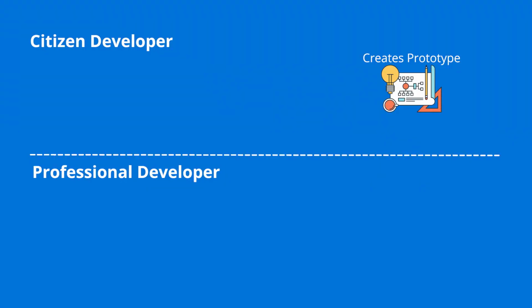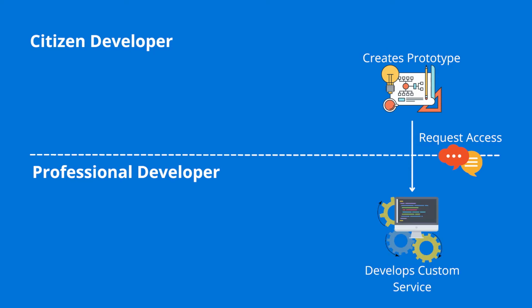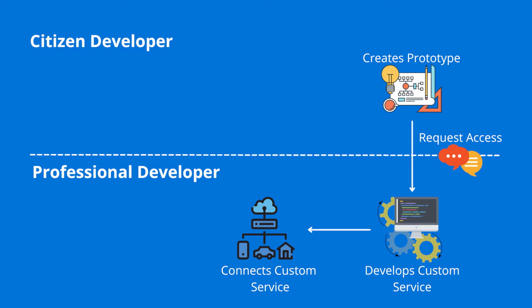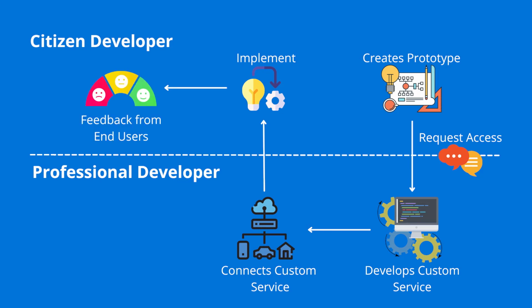An example of a Fusion development approach could be a citizen developer creates a prototype in a low-code or no-code technology. A citizen developer then requests access to data that is not currently accessible to them. A professional developer develops or reuses services that will fill the functions required by the citizen developer. The professional developer deploys the services and exposes the functions, connecting them to the low-code or no-code platform. The citizen developer can now amend the application using the connected service. The end user can now provide feedback on what has just been implemented by the citizen developer.